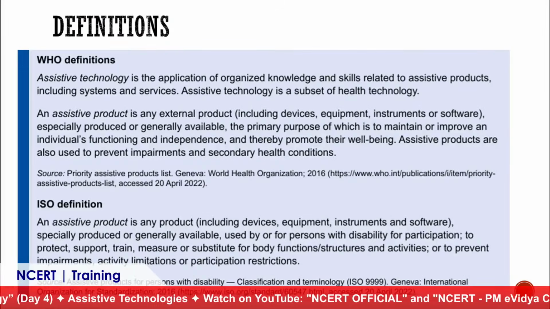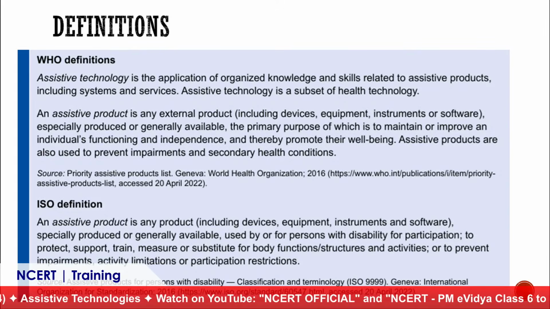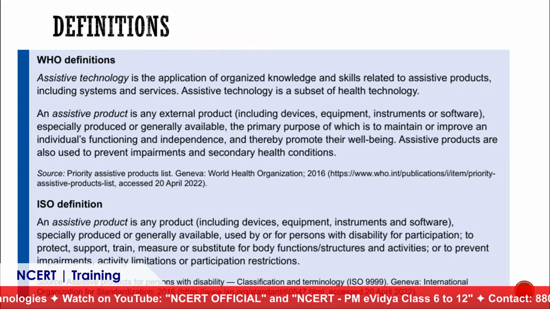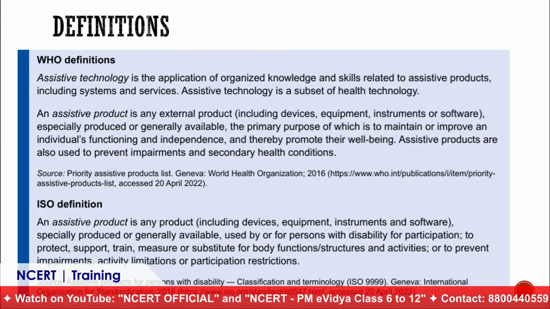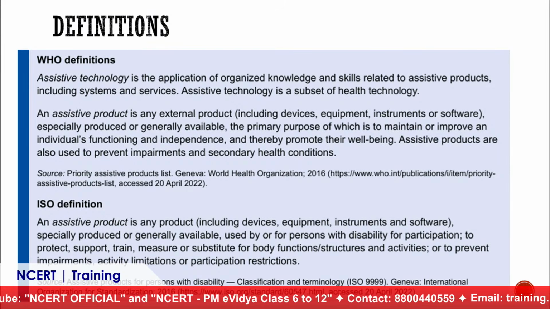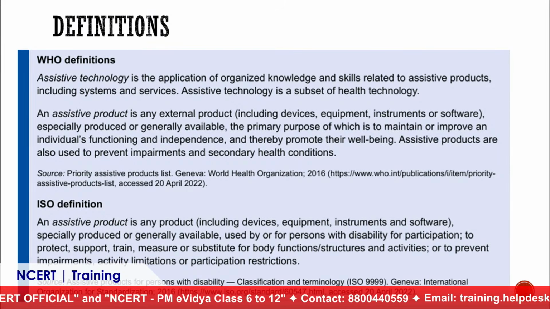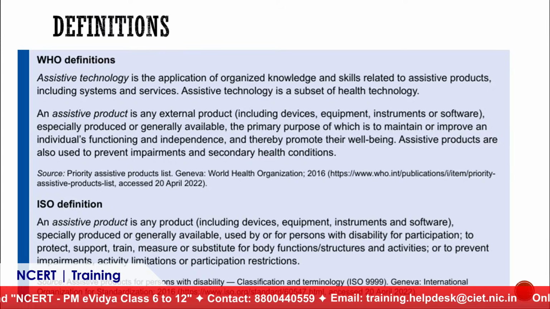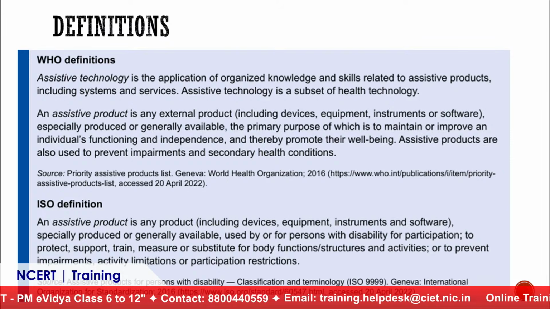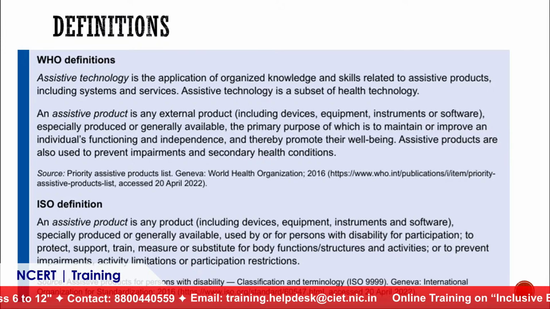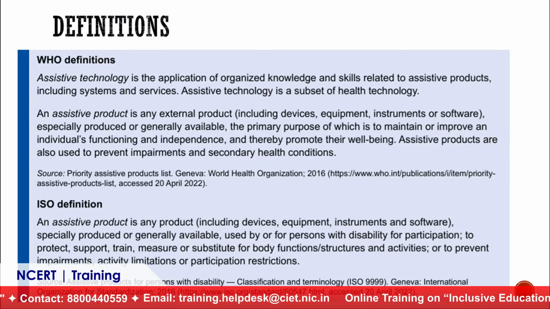So, that is why all the equipments are included, all the services, all the products, all the devices, and softwares are included. There might be a very low cost tech product that is very useful for the child with disability, or there can be a very high tech device or appliance or an app which is again assisting the children with disabilities in their day-to-day life.